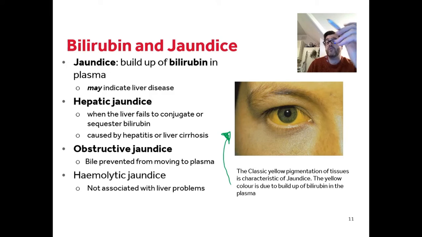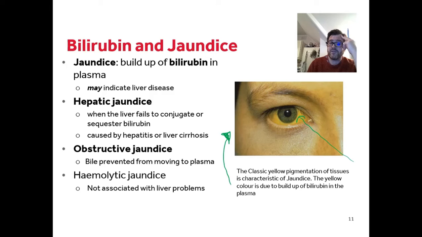It's often most notable in the eyes, but it's really important to realize that no matter what your shade of skin is, there will be alterations, and it can be observed in terms of the shade of your skin having a sort of yellow tinge or appearance to it, but often most notable in the eyes.